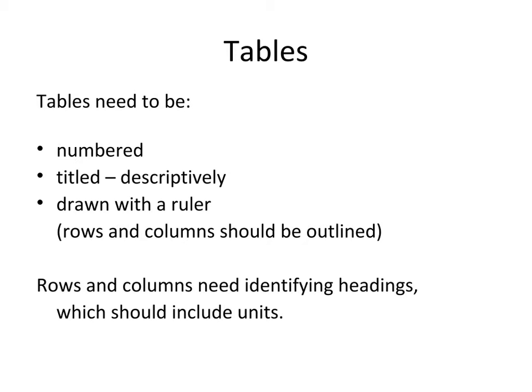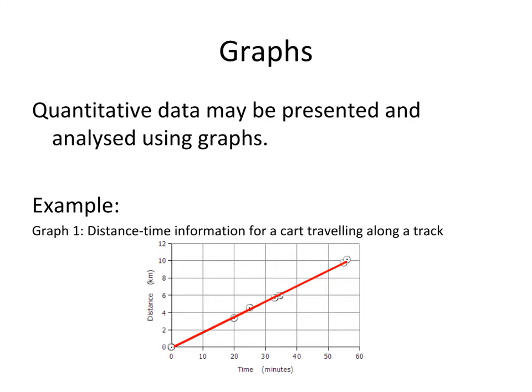Our tables, as I said, need to be numbered. They need to be titled descriptively, so the title has to have some meaning and tell us what the table's about. They need to be drawn with a ruler, so the rows and columns have to be outlined and nice and neat. And the rows and columns have to be identifying, so they have to include units and tell us what quantity is stored in each of those columns or rows.